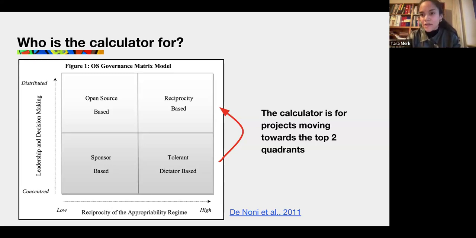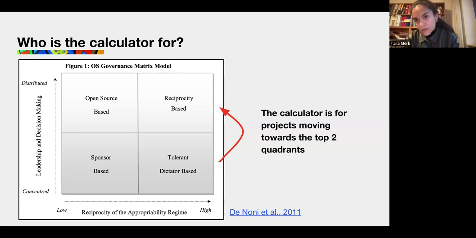I think an excellent example here, also having Nathan on the call and knowing that a lot of the Metagov community is familiar with Open Collective, is a great example of a sponsor-based model where we do still have quite concentrated leadership and decision making happening.